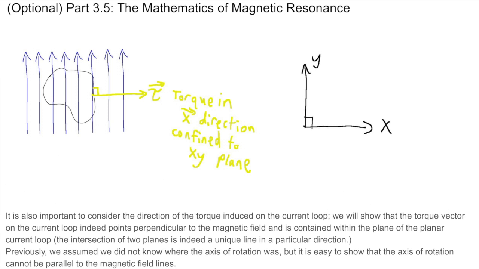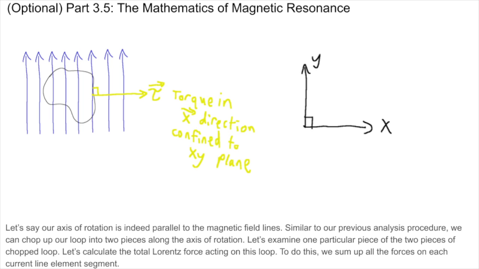It is also important to consider the direction of the torque induced on the current loop. We will show that the torque vector on the current loop indeed points perpendicular to the magnetic field and is contained within the plane of the planar current loop. The intersection of two planes is indeed a unique line in a particular direction. Previously, we assumed we did not know where the axis of rotation was, but it is easy to show that the axis of rotation cannot be parallel to the magnetic field lines.